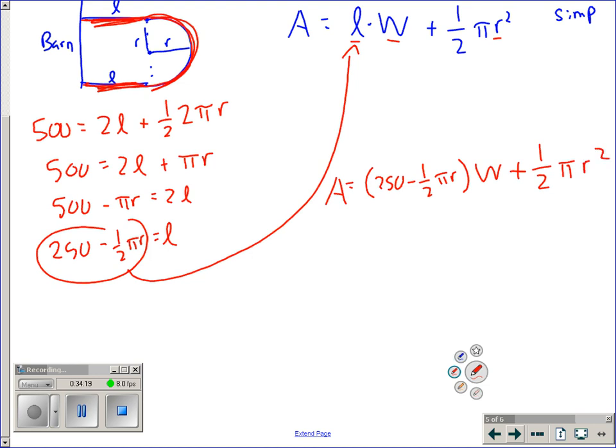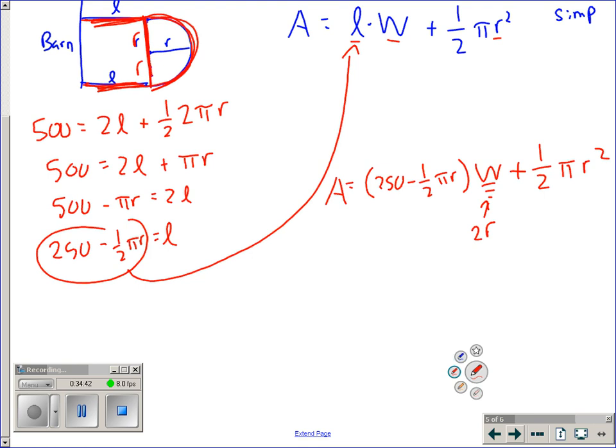Well, the only other issue is that I have r in there, but I still got this W. How can I substitute something in so that I have all r's for W? Well, if I'm talking about the width of my rectangle here, the width is just this value right here, which is 1r plus another r. This is just the same thing as 2r.